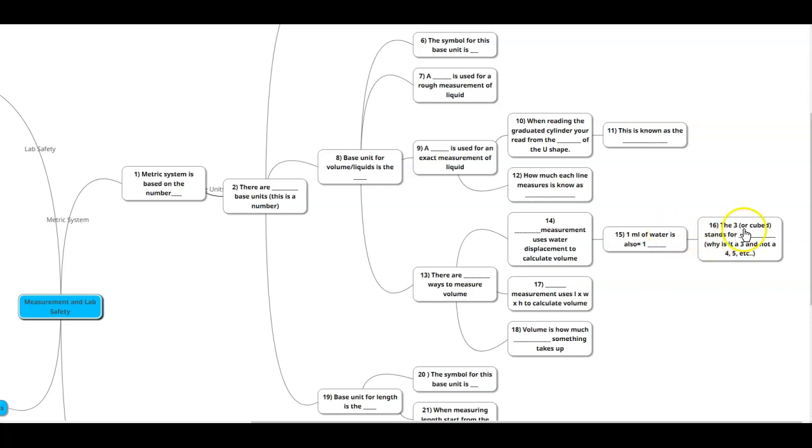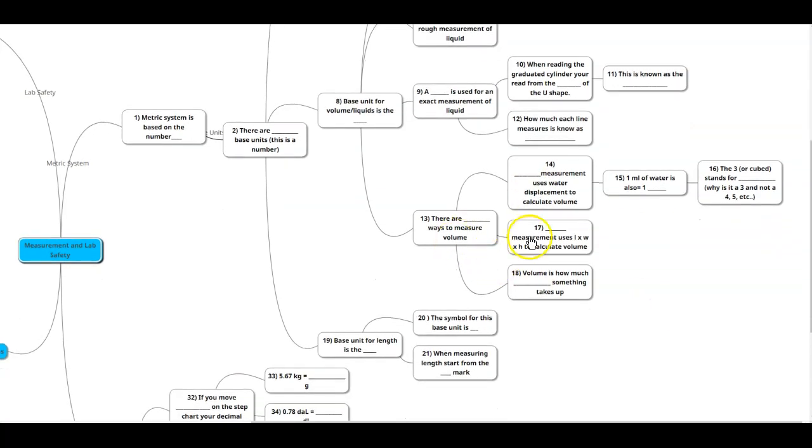Now, why is that 3 there? Why is it cubed? Well, what does it stand for? It stands for length, width, and height. If you said something like dimensions, okay, but really what you're looking at is length, width, and height. Now, what about this one right here? What is it called when we actually are measuring length, width, and height? We call this direct measurement. So indirect measurement versus direct measurement.